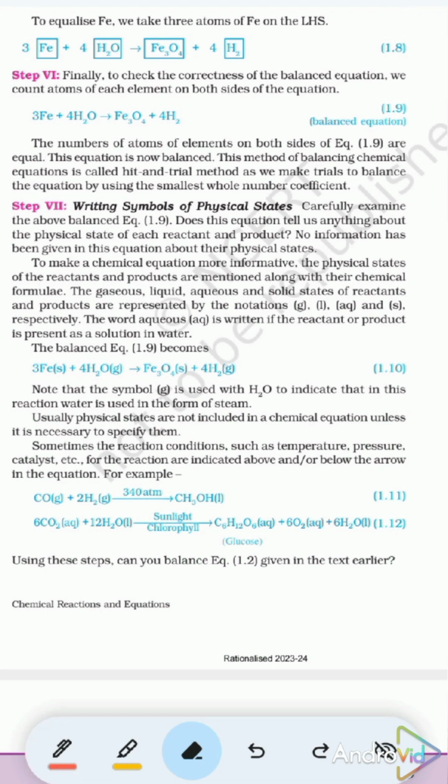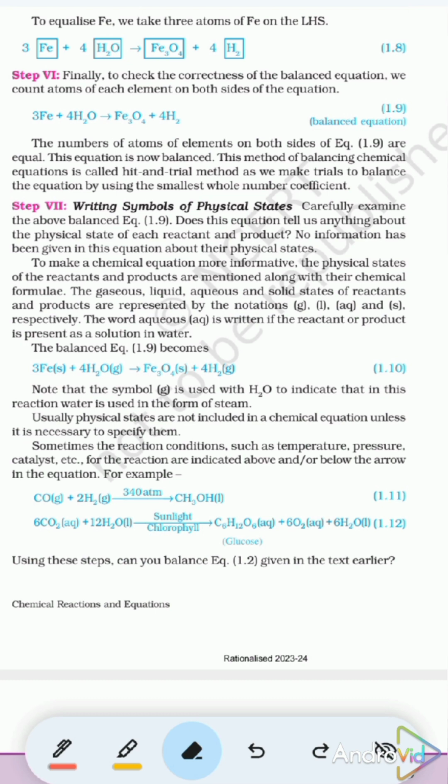Finally we have to check the correctness of the balanced equation. To check the correctness, we have to count the atoms of each element on both sides of the equation, on the reactant side as well as on the product side. In the reactant side, for iron it is 3 atoms, and we also have Fe3O4, in which we have 3 atoms in the product side for iron as well. In the reactant side, in 4H2O we have 4 H2 molecules, and similarly we have 4H2 in the product side.